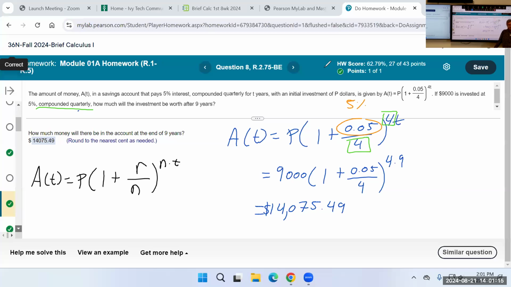Is it clear how I set it up, how I solved it, where the formula comes from, what kind of thing?